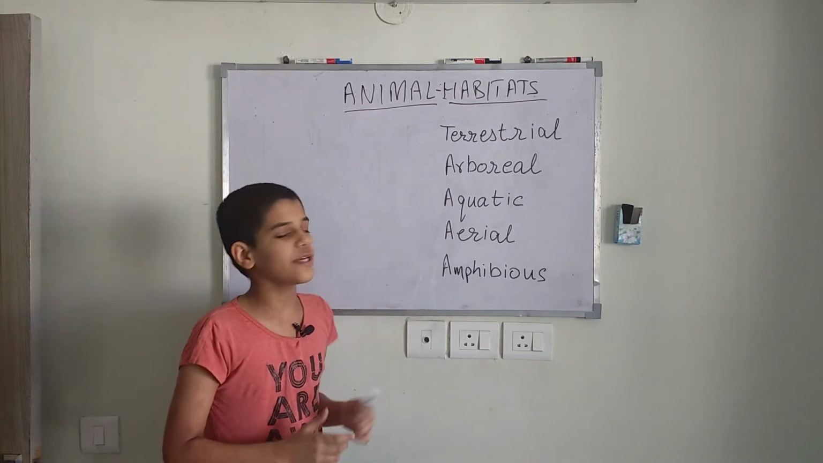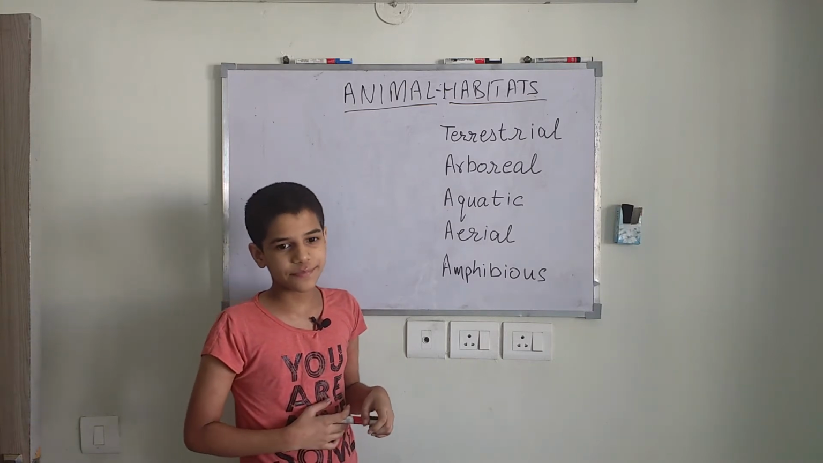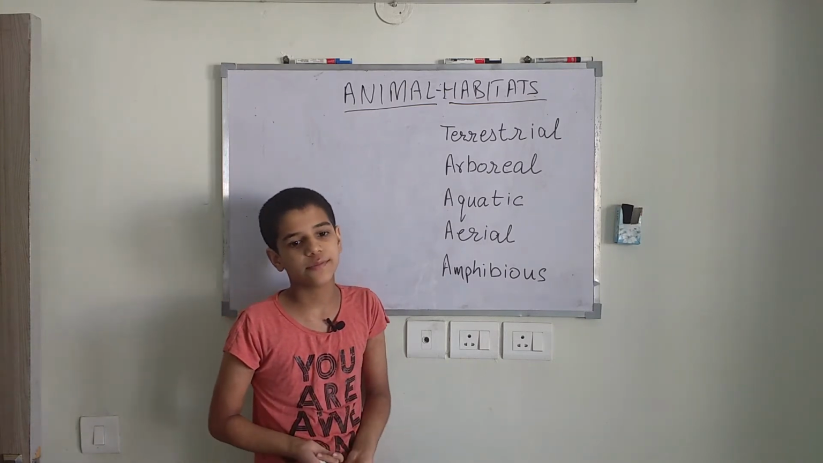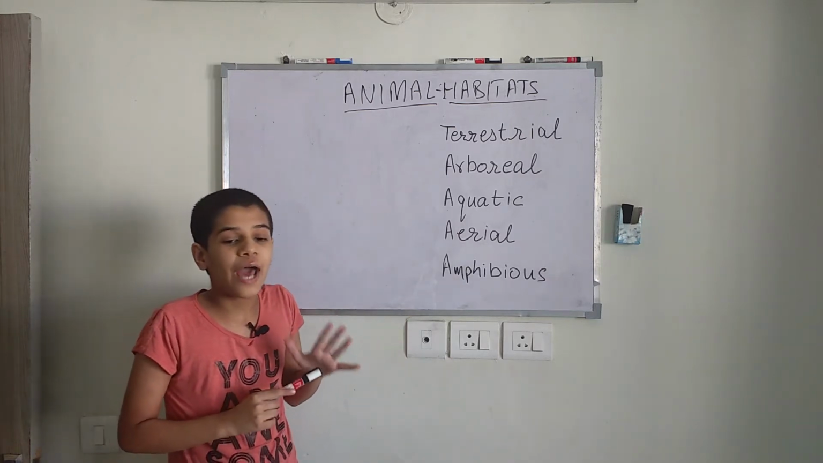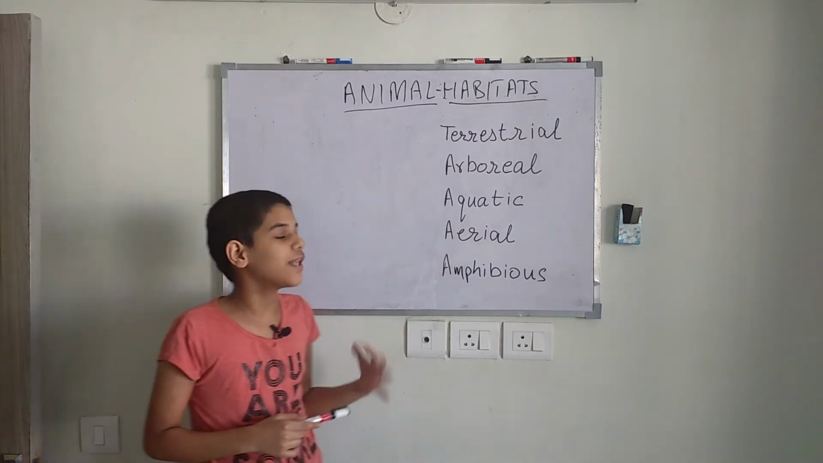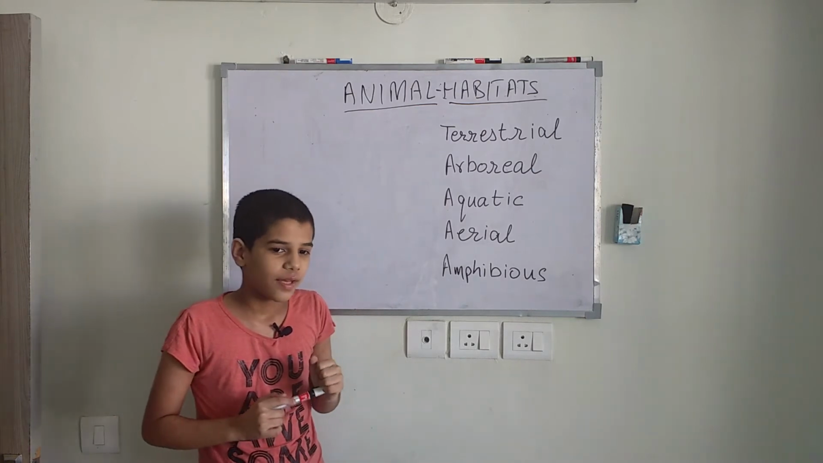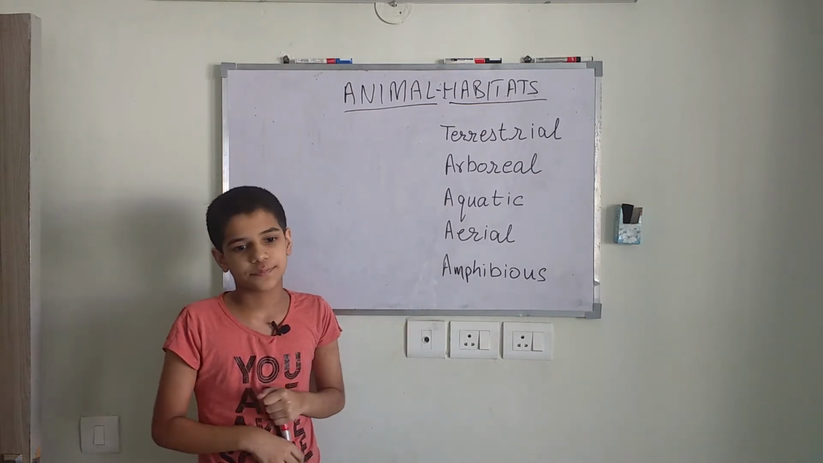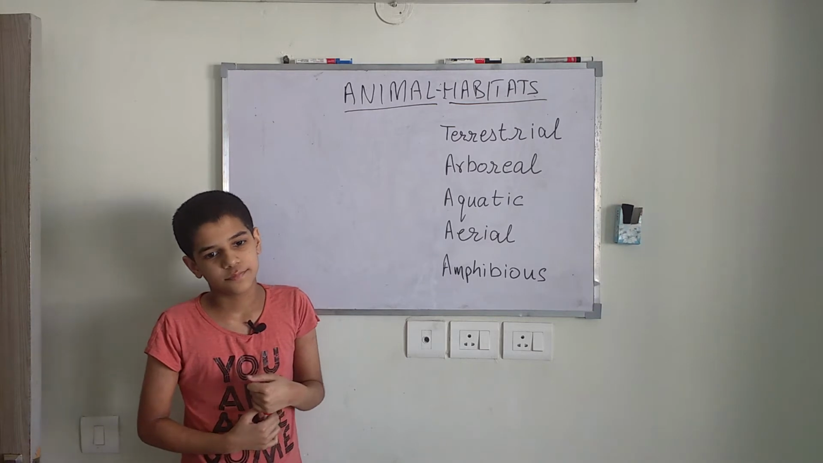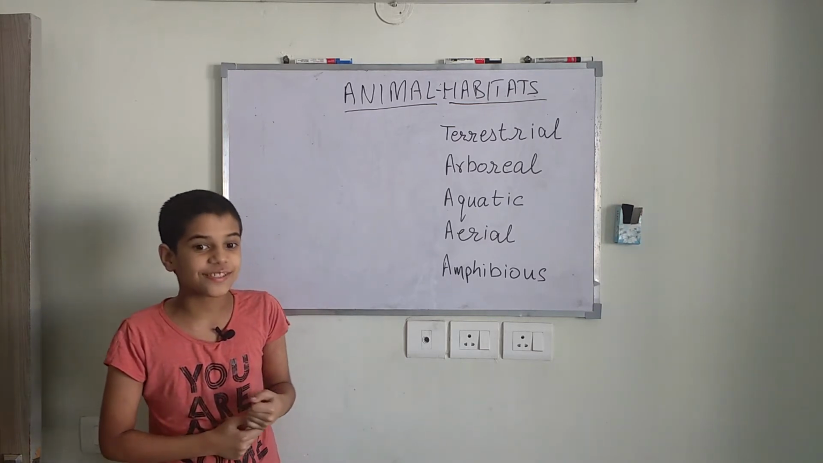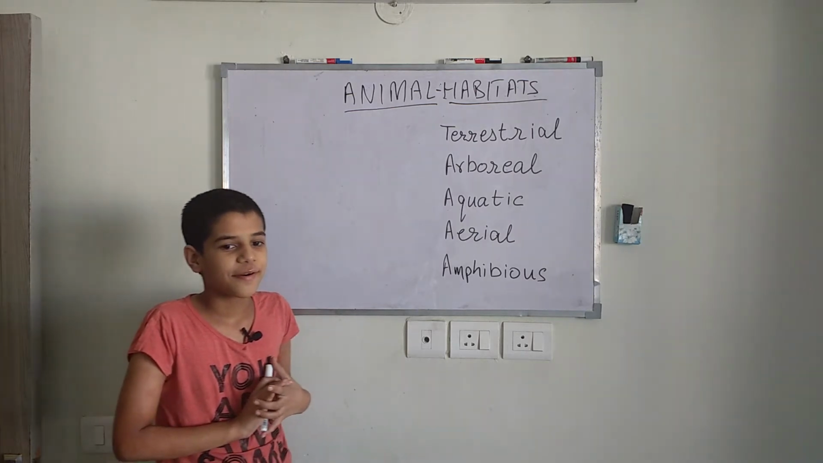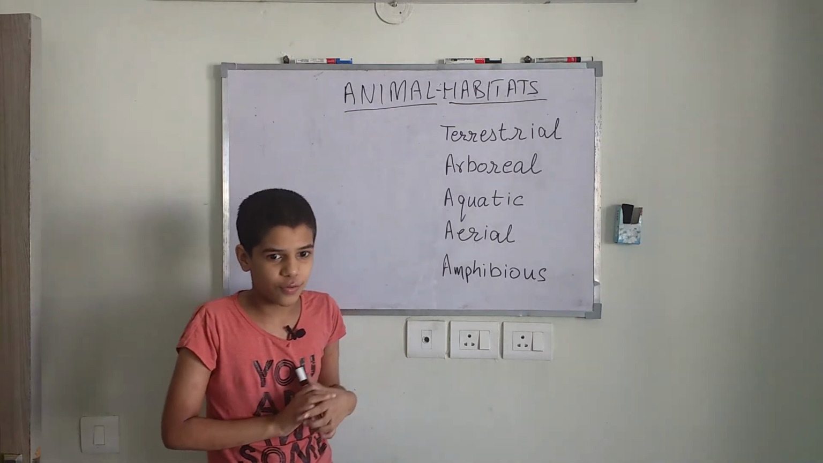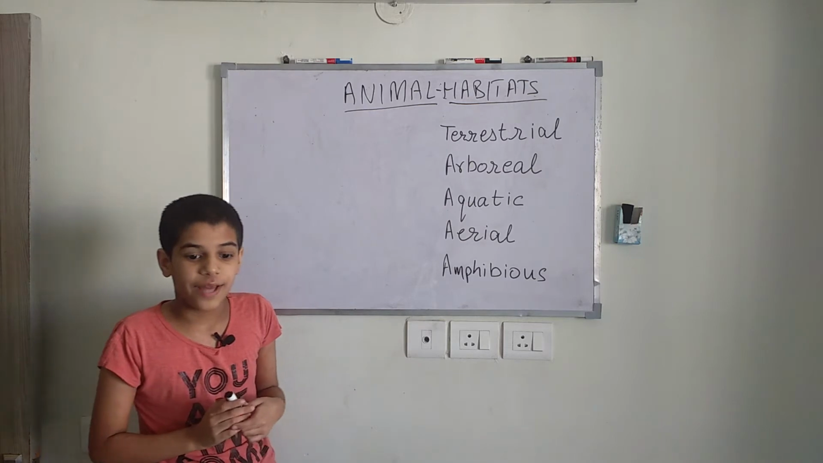Now, amphibious animals. Can you tell me what are amphibious animals? No idea. Amphibious animals are the animals which live both on land and in water. Can you give me examples? Frog, yes, some snakes also. Crocodile. Yes, crocodile also. Ducks also.